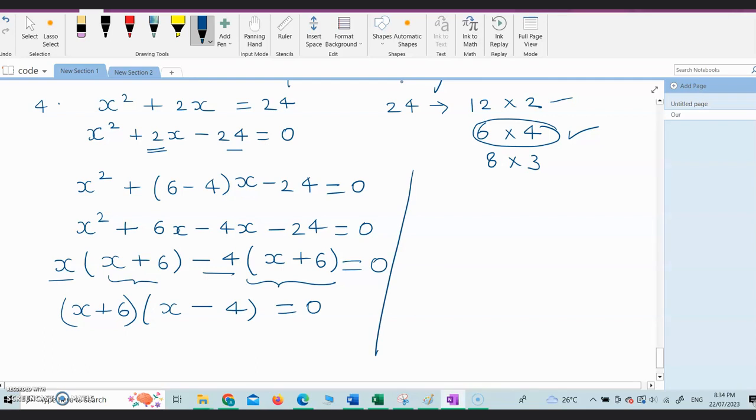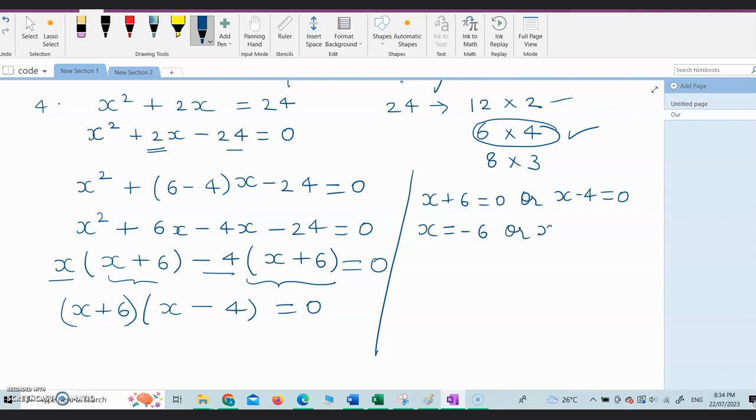Now we will apply our zero product method. That means either x plus 6 is equal to 0 or x minus 4 is equal to 0. So if x plus 6 is equal to 0, that means x is equal to minus 6, or if x minus 4 is equal to 0, that means x is equal to 4. So for this, our solution set will be minus 6, 4. So this is our fourth question.